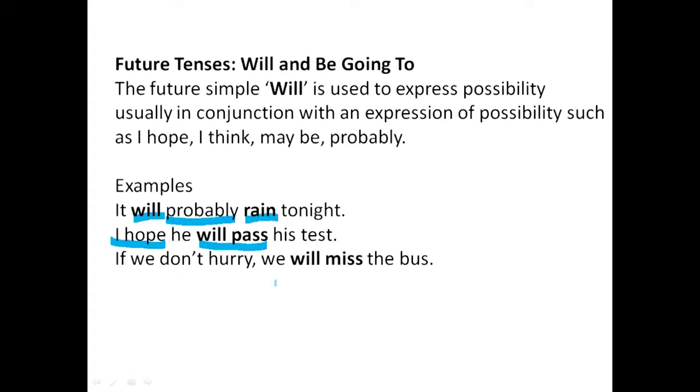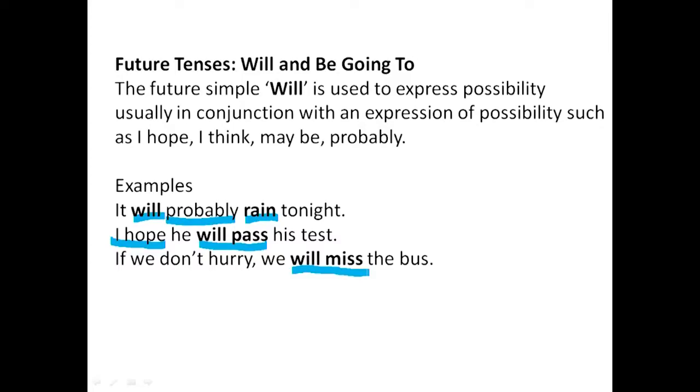If we don't hurry, we will miss our bus. If we don't hurry, we will miss our bus. So we'll miss, of course, it's a possibility. It may happen or it may not happen. That is the first meaning, the first circumstance in which we use the will.